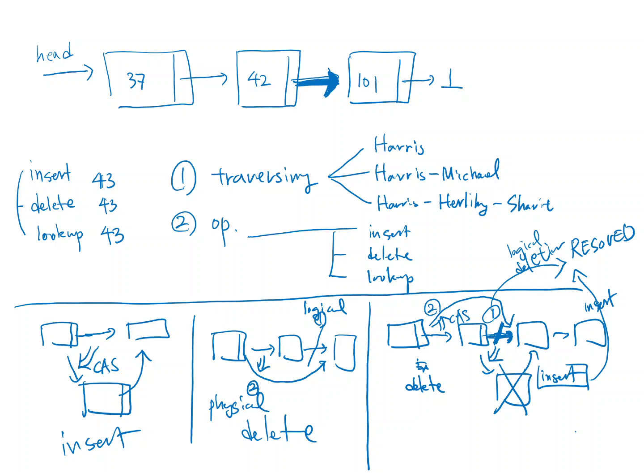Finally, we are discussing the lookup. You can just go to the list and see if your value 43 is there or not. If the value is there, you found the value, and if there's no value, then you didn't find the element. So that's all, and lookup is easy.